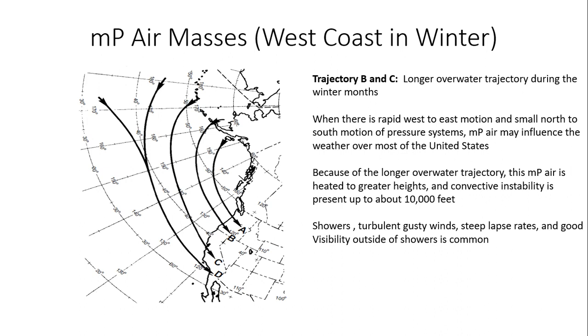Because of this longer overwater trajectory with B and C, this maritime polar air is heated to greater heights, and convective instability is present all the way up to about 10,000 feet above the ground. You'll see showers, turbulent gusty winds, and steep lapse rates, where the temperature changes rapidly with height, and then you'll get good visibility outside of showers, which is quite common.